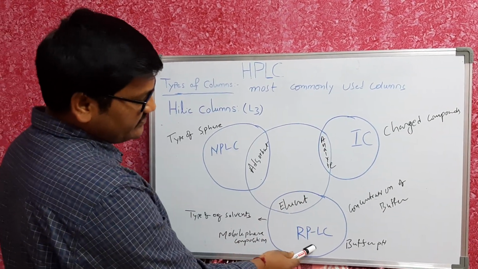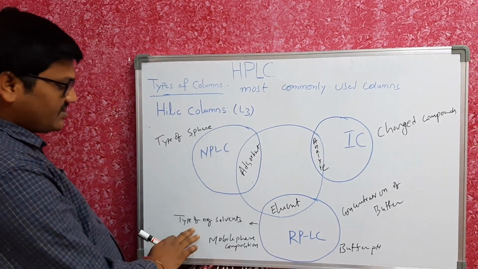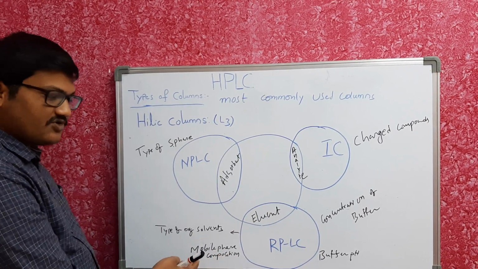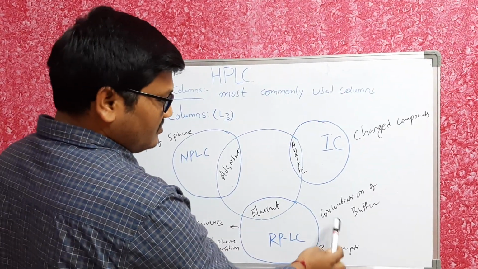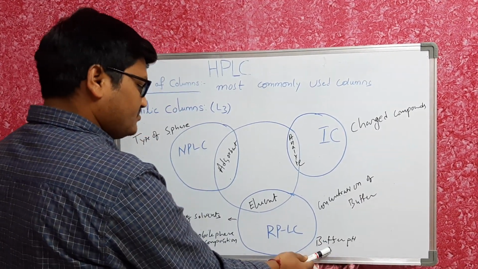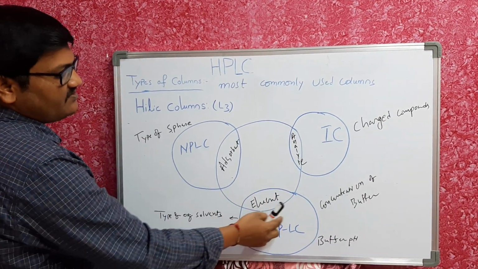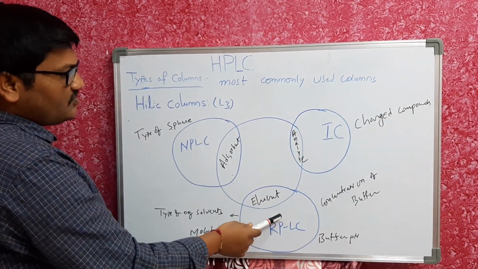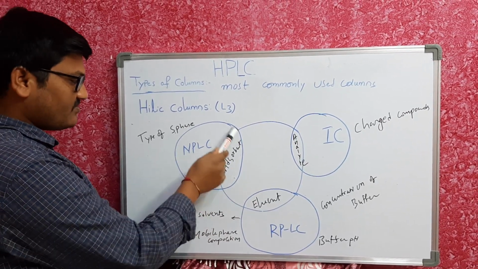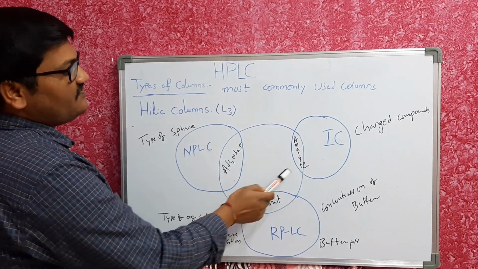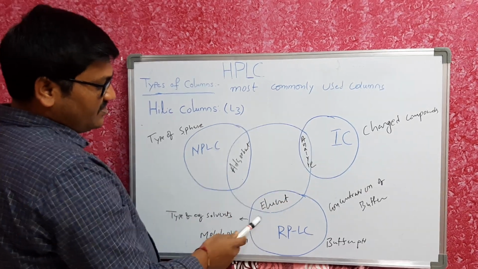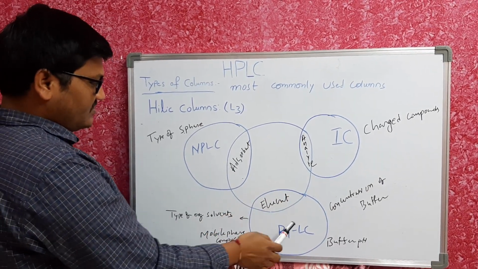Coming to reverse phase liquid chromatography, we use different types of solvents, organic solvents, and different mobile phase compositions, different concentrations of buffers and different buffer pHs. This is the eluent. We use silica stationary phase from normal phase liquid chromatography, a charged species sample from ionic chromatography, and the mobile phase is reverse phase.